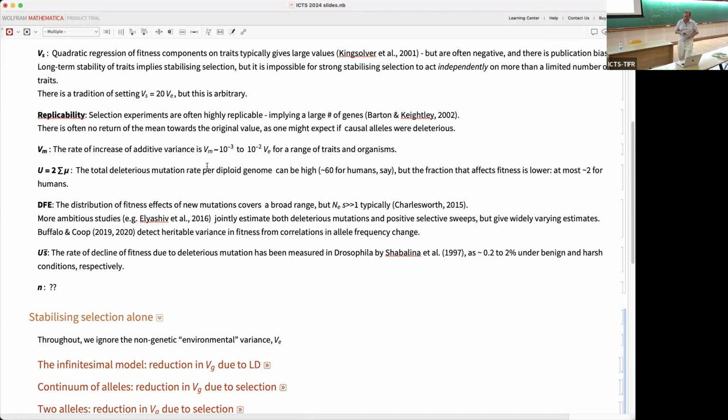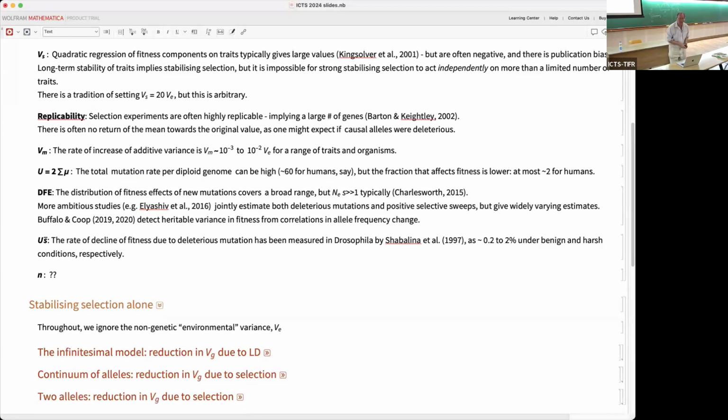Sorry. Yeah. I should cross that out. That's a typo. That's a confusion. Sorry. That was a mutation. Exactly. Yeah. That makes sense. So the fraction that affects fitness is lower. Yeah. You're right. Quite right. It didn't make sense as written.